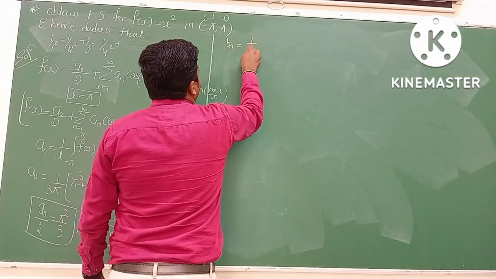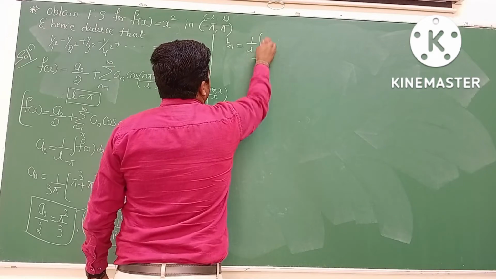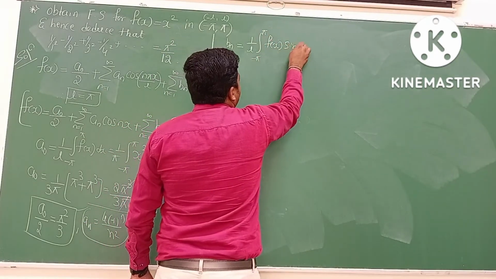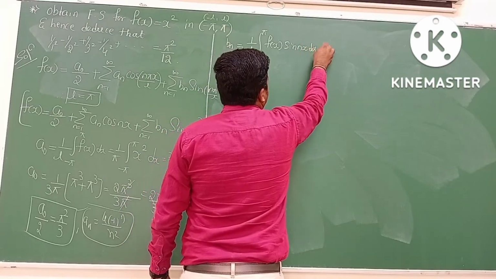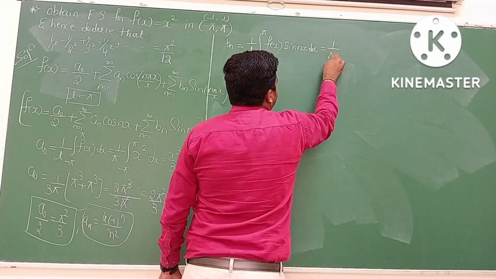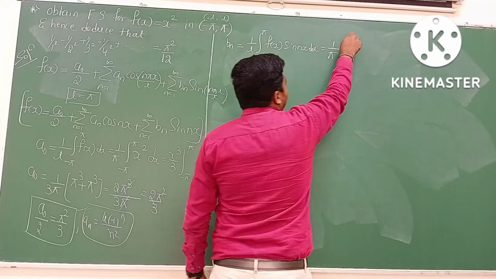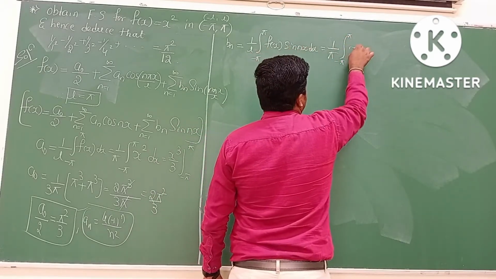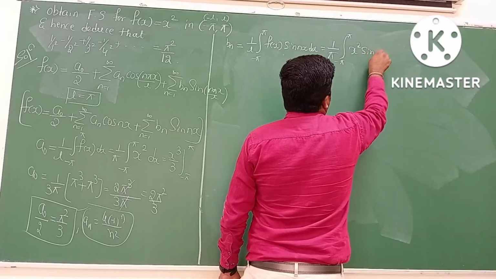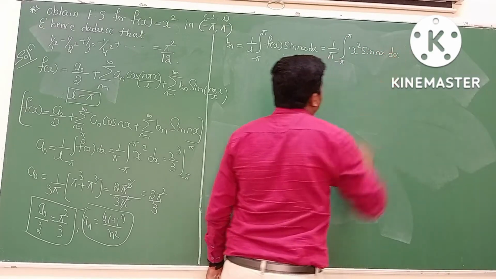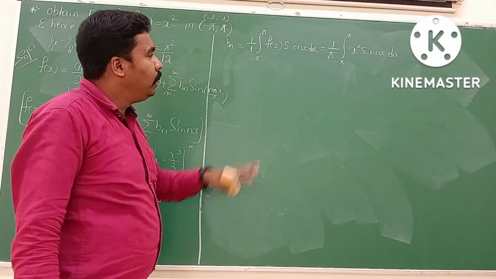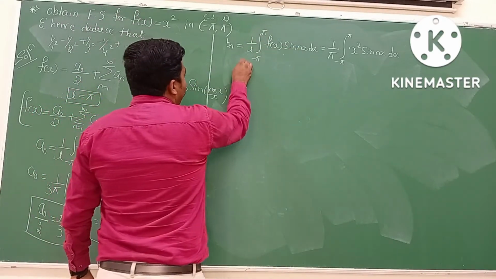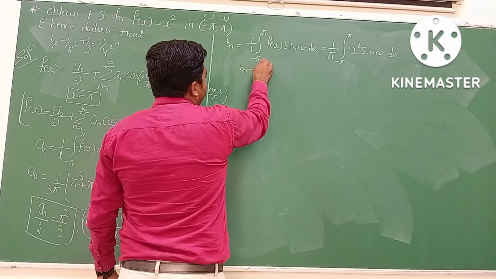Bn is 1 by L integral minus pi to pi f of x sin nx dx. So that is equal to 1 by pi, because the L value is pi, integral minus pi to pi, where the f of x value is x square, into sin nx dx. Again the same, integration by parts, treating x square as u and sin nx as v. So by applying the parts method, what do we have?